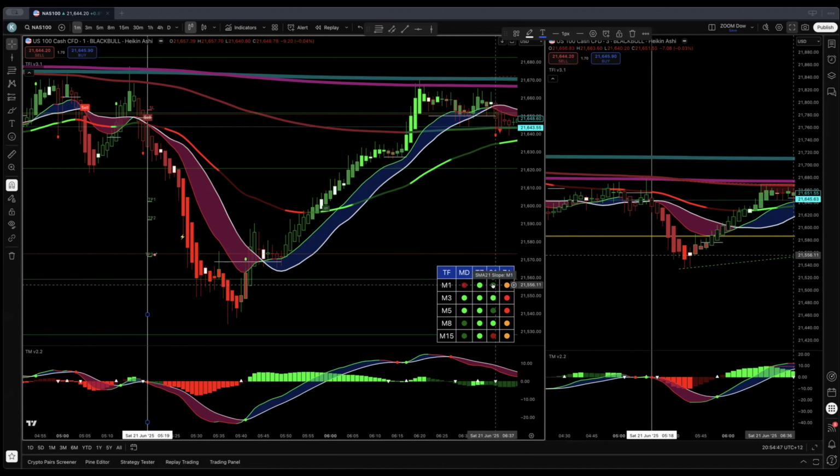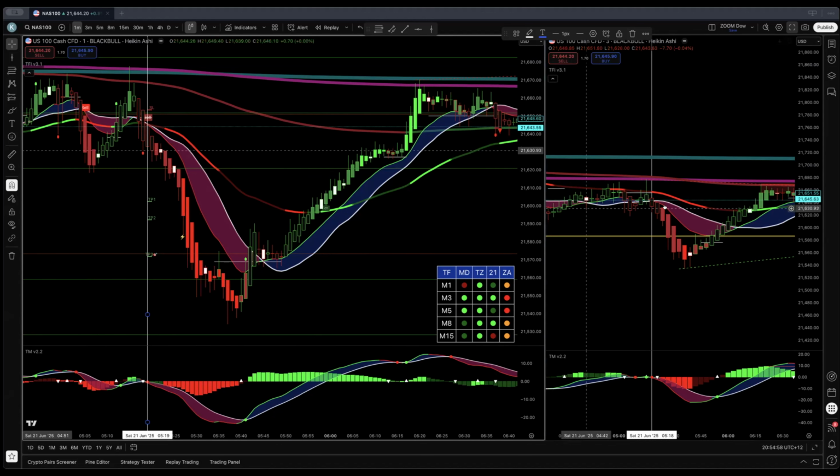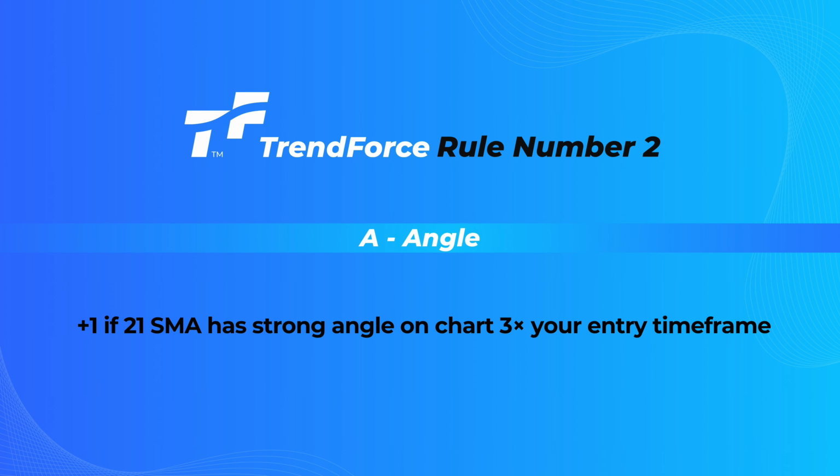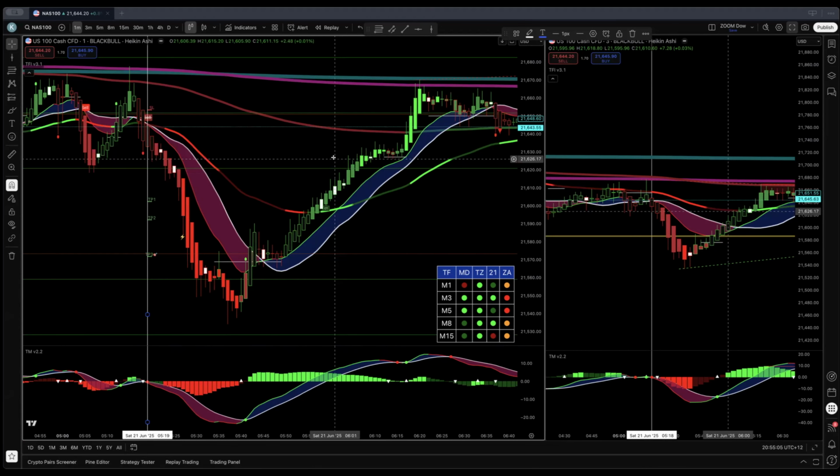So again, this 21 is giving us the angle of the 21. If it's down, it's red, strongly down, bright red. If it's up, dark green, strongly up, bright green. So hugely, hugely helpful. Now, so the first rule is the trend zones, they must align. Second rule is the angle of the 21. They must also be pointing in the right direction, because price will always pull back.